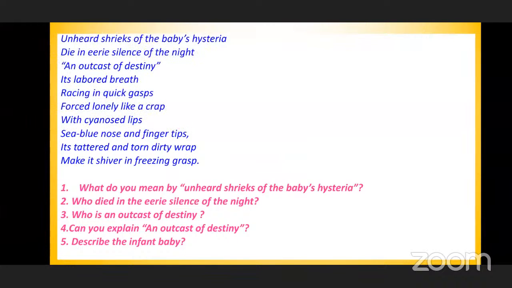Okay, next. Can you explain an outcast of destiny? An outcast of destiny means that the future of the baby is left to none. She has become an unwanted child.